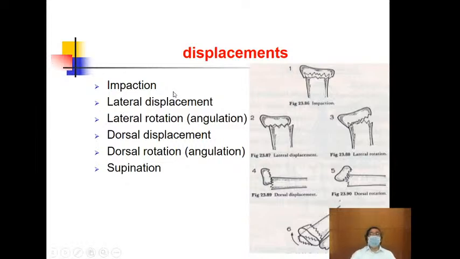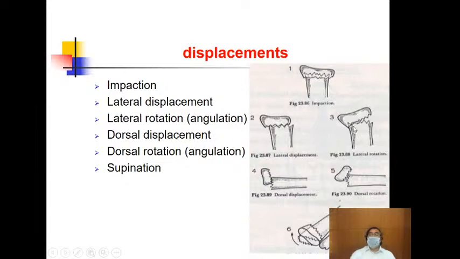So here the impaction causes a bit of stability, but the length of the bone may be reduced. Coming to the dorsal displacement or lateral displacement, the bony fragment goes to the lateral aspect. Here you can see the bony fragment moving to the lateral side. So if you leave it like that without reduction, this may go into a malunion.